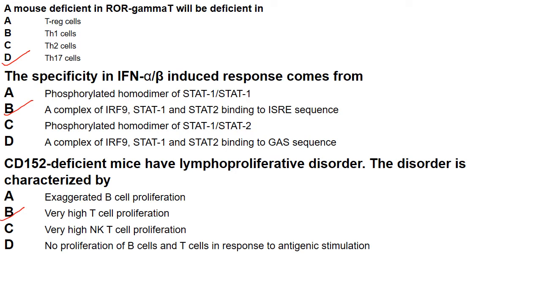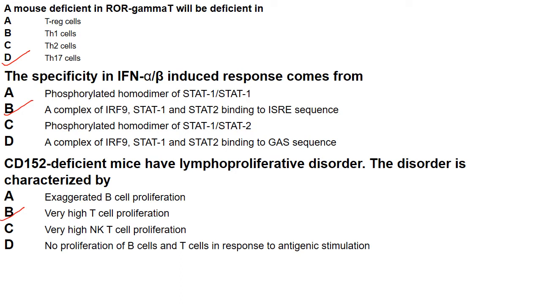Now STAT1 and STAT2 proteins are key mediators of interferon signaling and are essential components of the cellular antiviral response and adaptive immunity. So they associate with IRF9, interferon regulatory factor 9, to form heterotrimeric transcription factor complex known as ISGF3. ISGF3 binds to ISRE specific promoter sequences. So the answer here is a complex of IRF9, STAT1, STAT2 binding to ISRE sequence. Answer is option B.